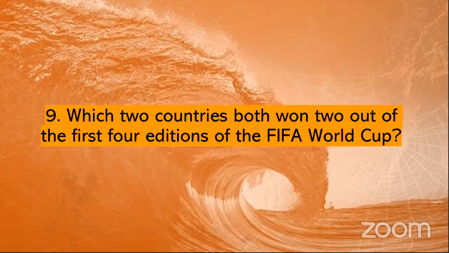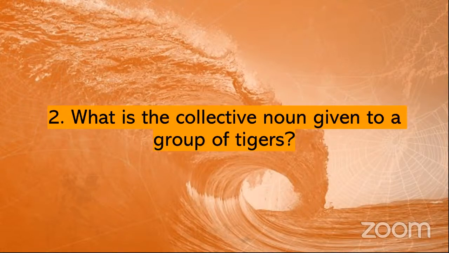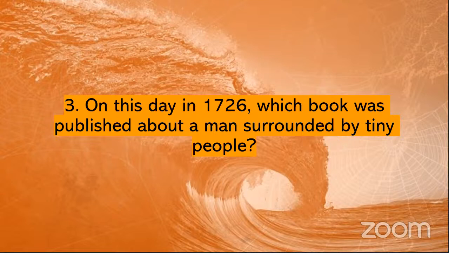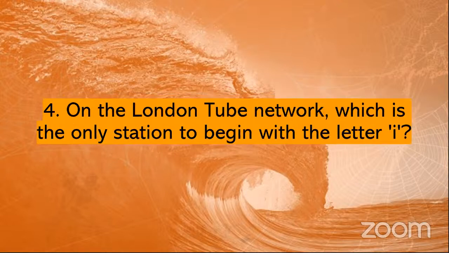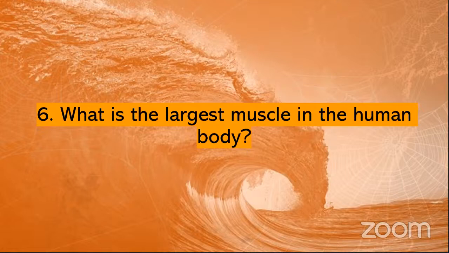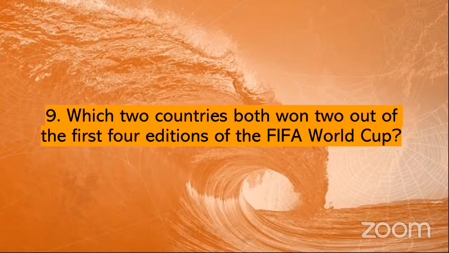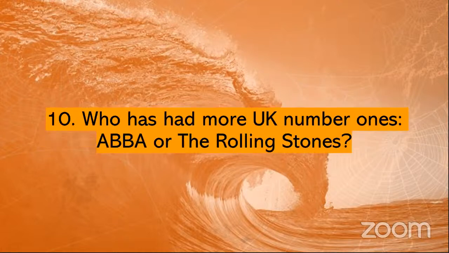Right, we're going to nip through these ones again. Question number 1, in which Indian city would you find the Taj Mahal? Question number 2, what is the collective noun given to a group of tigers? Question number 3, on this day in 1726, which book was published about a man surrounded by tiny people? Question number 4, on the London Tube Network, which is the only station to begin with the letter I? Question number 5, what country is the newest in the world to be recognised by the United Nations? Question number 6, what is the largest muscle in the human body? Question number 7, which pasta translates as little worms in Italian? Question number 8, what is the highest grossing Broadway musical of all time? Question number 9, which 2 countries won 2 out of the first 4 editions of the FIFA World Cup? And question number 10, who has had more UK number ones, ABBA or the Rolling Stones?